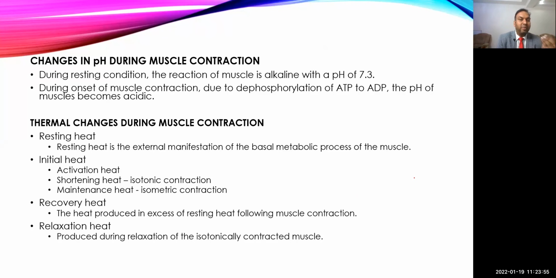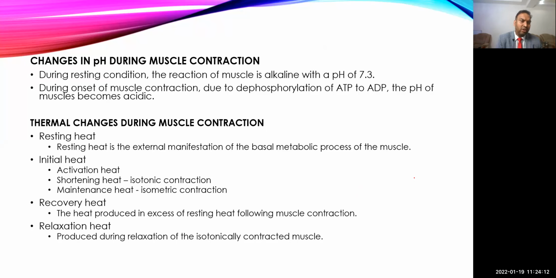Then the effect on pH: it will start decreasing. Normally it is alkaline pH at rest, but as the muscle starts contracting, it goes towards acidic pH, and that will recover at rest. Again it recovers and comes back to normal pH.